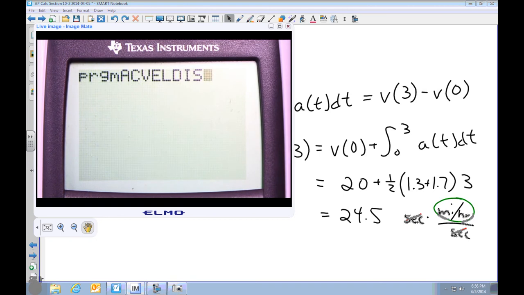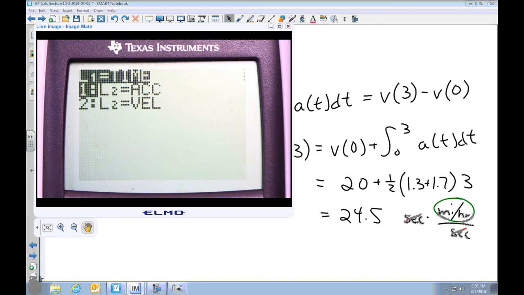It's ACVALDIS, I guess you might say, but it's just the abbreviation for acceleration, AC, velocity, VEL, and displacement, DIS. So that's the name that I have there for it. If we run this, the first thing it's going to ask us for is what do we have in list 2? List 1, it says at the top, is equal to time, so you have to have time in there. List 2 could either be acceleration or velocity. So it's asking you what you have put into list 2. We put acceleration in there, so I'll just choose option number 1.